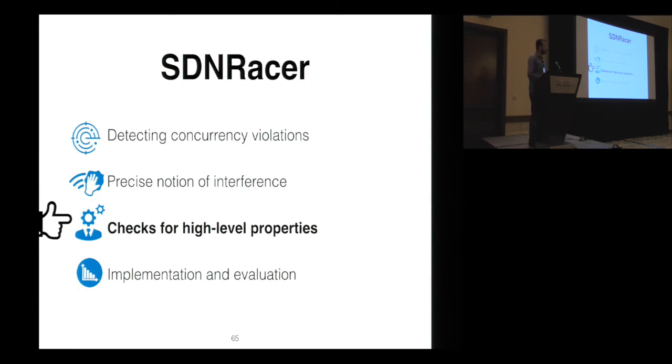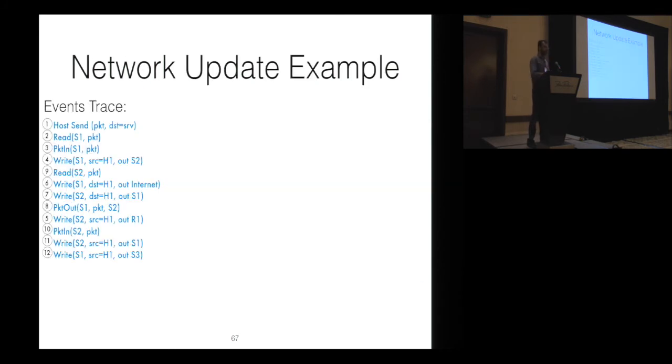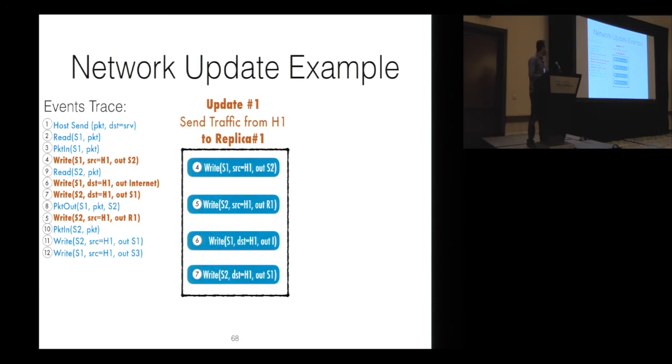In particular, we check actually for two high-level properties: network update isolation and packet coherence. But first, let me try to define what a network update is. We define a network update as a set of write events that reflect a high-level policy change.